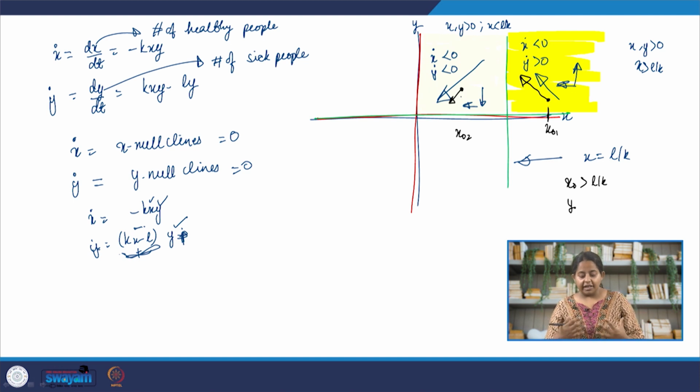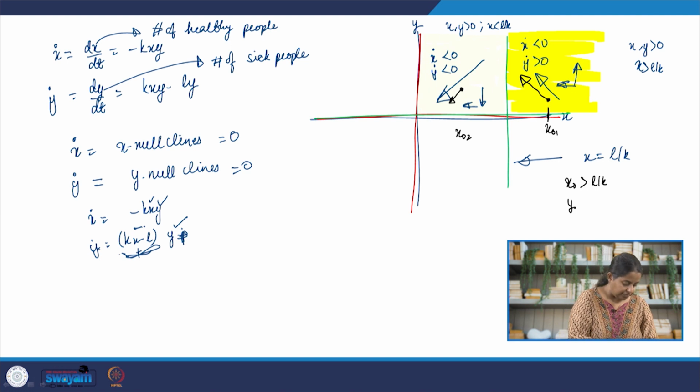So if x naught is more than L by k, or x is more than L by k at any time, then even the healthy people number starts going down because dx by dt is negative, which is the case of all outbreaks, but dy by dt is positive. So the rate at which the sick people are changing is positive. So we see that more and more people are net falling sick, which means the disease is spreading. Now x equal to L by k is the boundary of deciding whether it's a self-limiting outbreak or an outbreak that's going to spread.